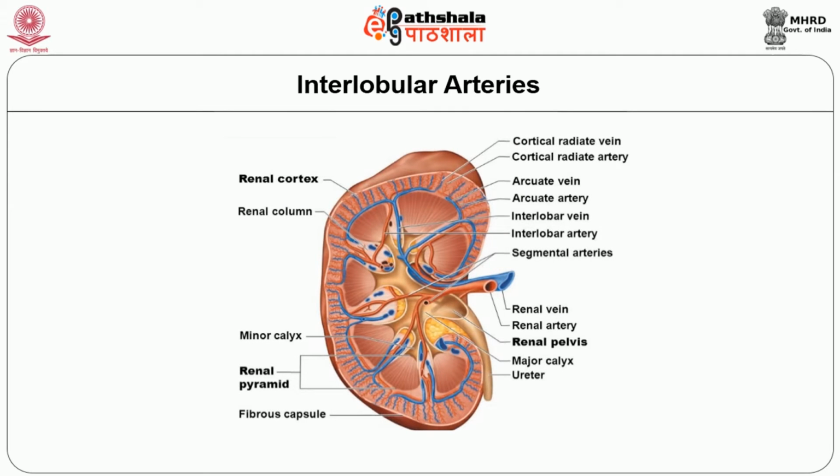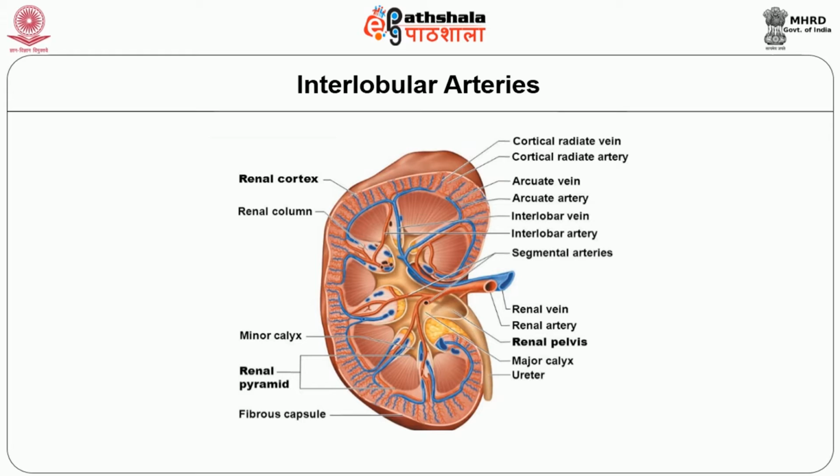Interlobar artery passes in between the medullary pyramids. At the base of the pyramid, it turns and runs parallel to the base of the pyramid, forming the arcuate artery. Each arcuate artery gives rise to interlobular arteries. The interlobular arteries run through the renal cortex, perpendicular to arcuate artery.